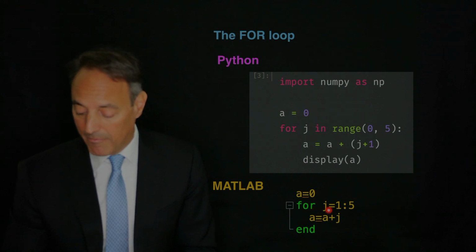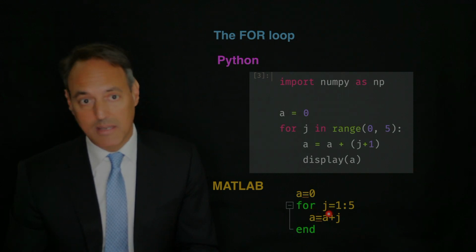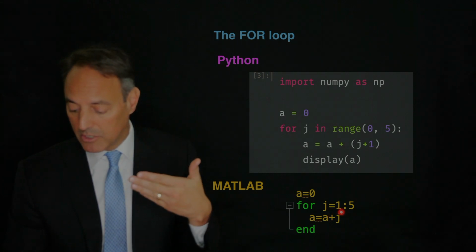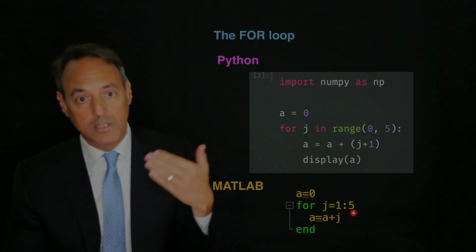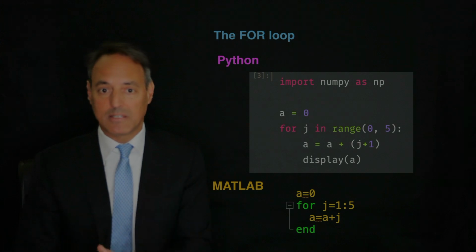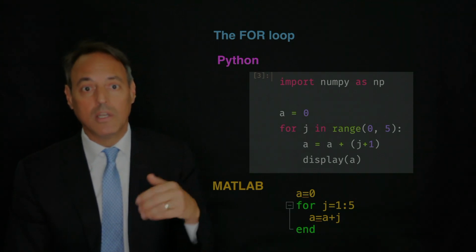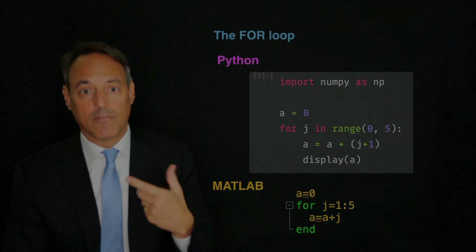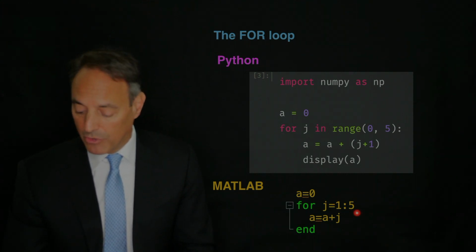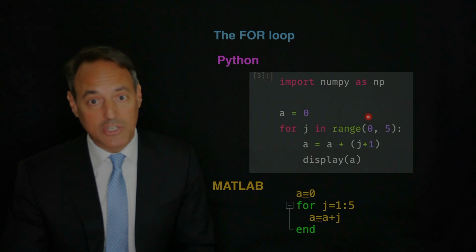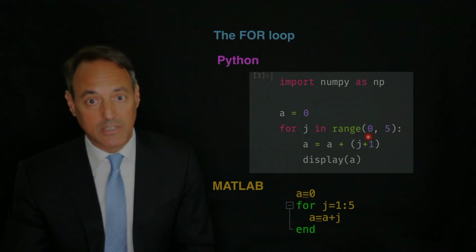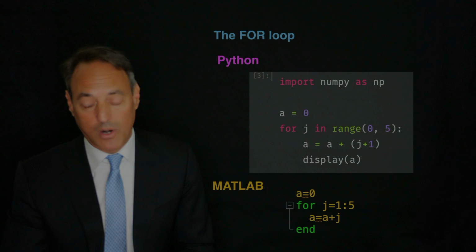So in MATLAB, for j, again, same thing. Give it a variable and tell it to walk through this variable from 1 to 5. And since I haven't specified a step, it's going to go from 1 to 5 in steps of 1. It's going to be 1, 2, 3, 4, 5. Okay? So this is going through the loop 5 times, and so is this. Except I started counting here at 0, and it goes to 4. This starts counting at 1 and goes to 5.